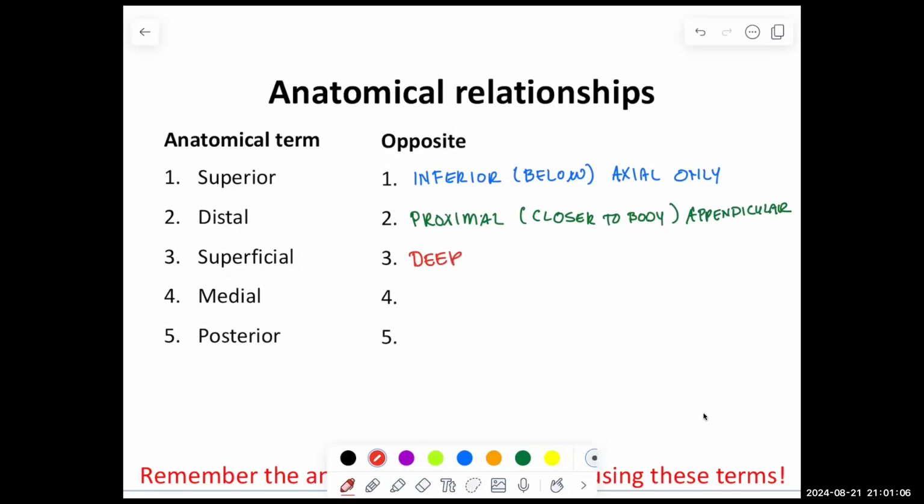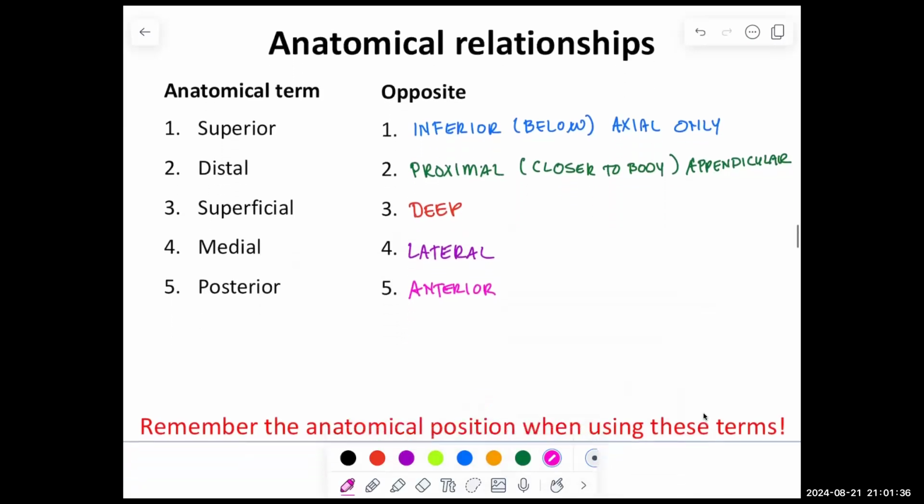Medial is towards the midline. What is the opposite of medial? Lateral. That means the side, like the outer edge side. Posterior is the word we use for backside. What's the front side word? Anterior. Okay, so you need to be able to describe the relative positions of things using these terms.